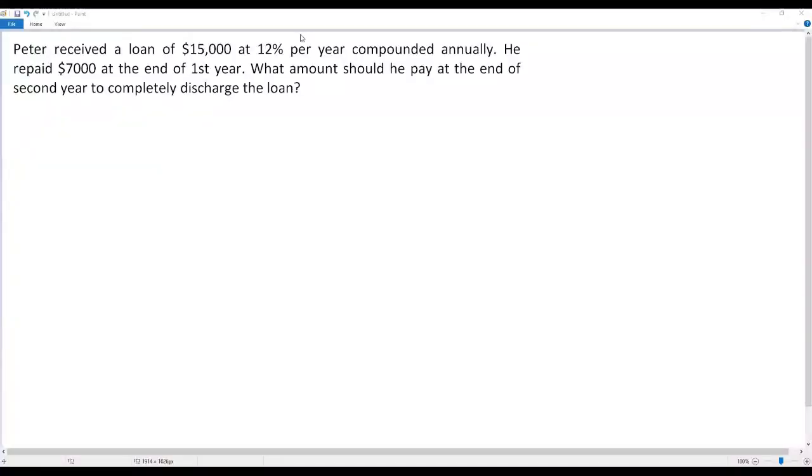Here we have a problem on compound interest. Okay, let's go to the information. Peter received a loan of $15,000 at 12% per year compounded annually. He repaid $7,000 at the end of the first year. What amount should he pay at the end of the second year to completely discharge the loan?